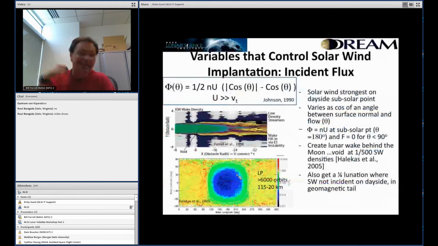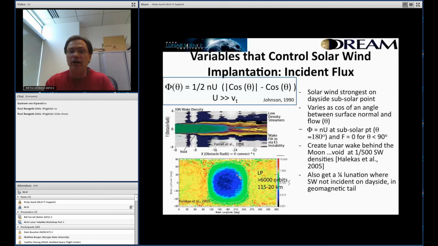In fact, it was some of the early work that I did on plasma physics, where there's this really big trailing wake behind the moon that goes back maybe 30 lunar radii. And Jasper Halekas's PhD thesis looked at Lunar Prospector results, 6,000 orbits near 100 kilometers, and found that solar wind densities can drop by 1/500th within the wake compared to the nominal solar wind.